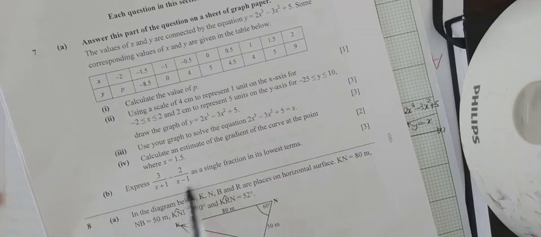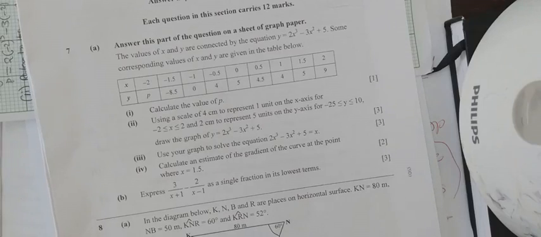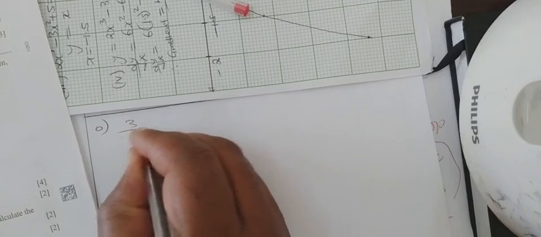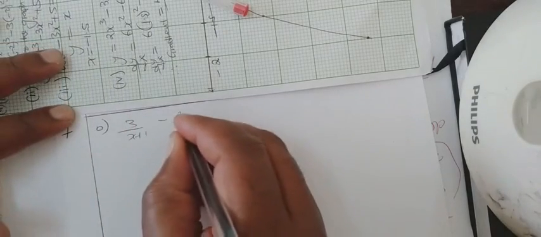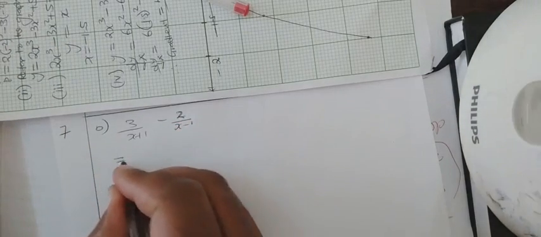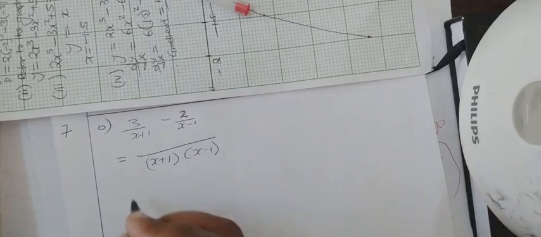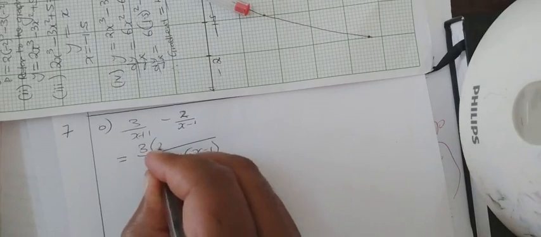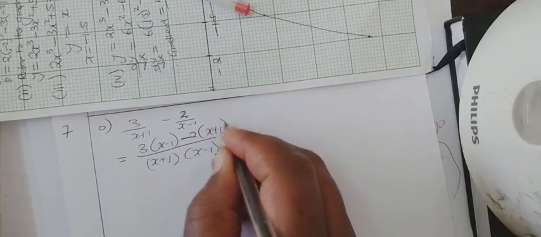Part B is supposed to be answered on the answer booklet, not on the graph paper. All right. B: Express those fractions as a single fraction in its lowest terms. So we have 3 over x plus 1 minus 2 over x minus 1. So we are going to get the denominator by picking this x plus 1, x minus 1. You cross multiply: 3 open bracket x minus 1, then minus 2 open bracket x plus 1.